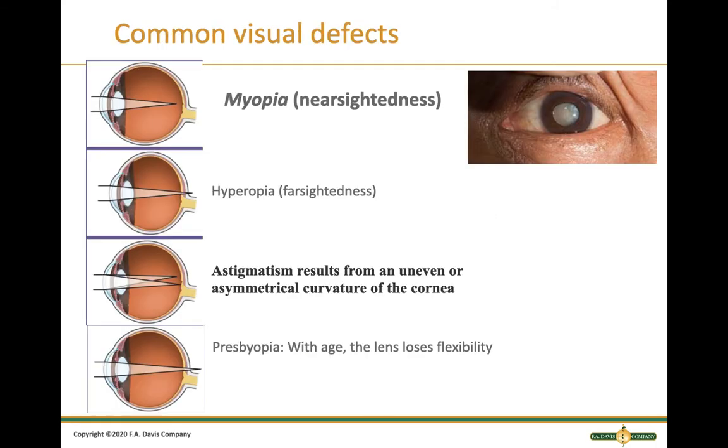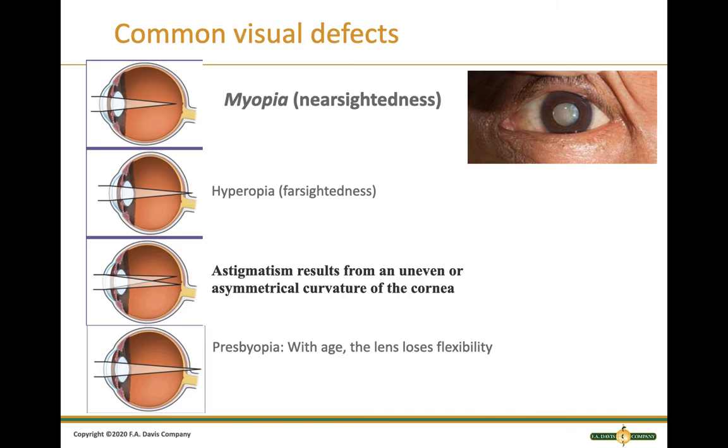Alright, next we're going to look at some of the common visual defects. So myopia or nearsightedness, this is when it's actually hard to see things that are farther away. And you can see the light is being focused in front of the retina instead of on the retina. With hyperopia or farsightedness, the light is focused behind the retina, so with this it's harder to see things that are close up.